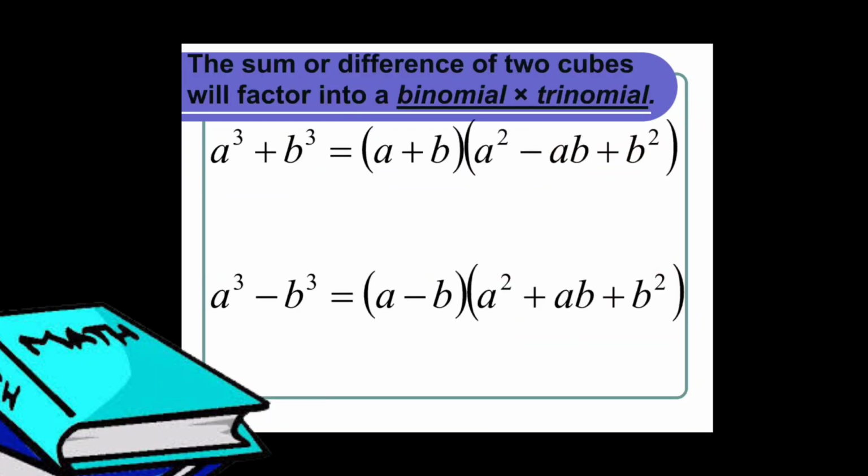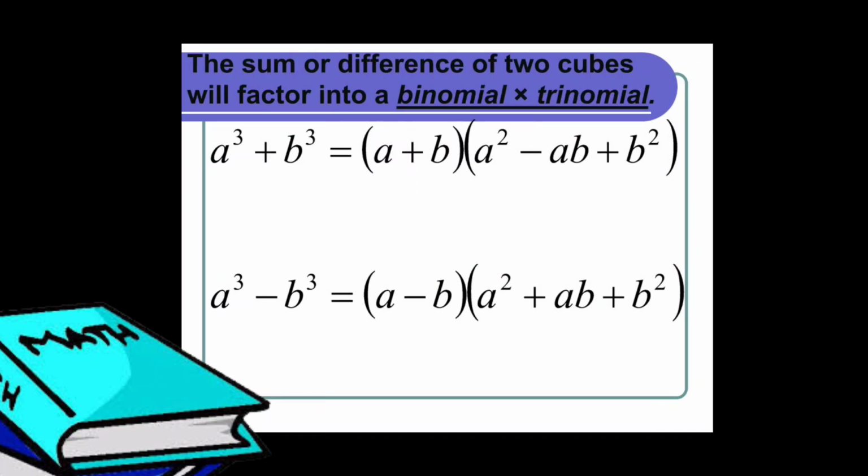So here is the formula to factor the sum of two cubes. So a cubed plus b cubed is equal to the quantity of a plus b times the quantity of a squared minus ab plus b squared. The same with a cubed minus b cubed.